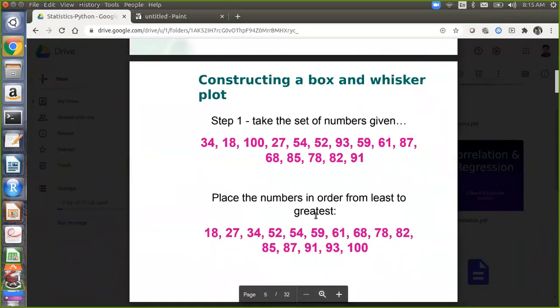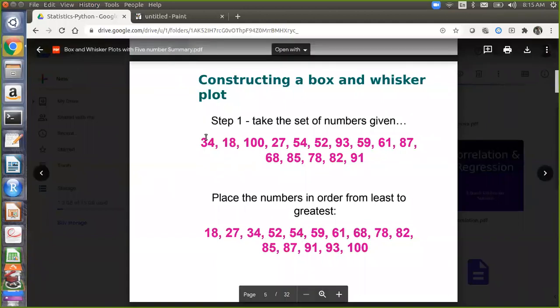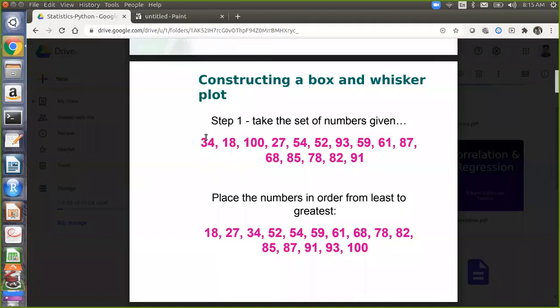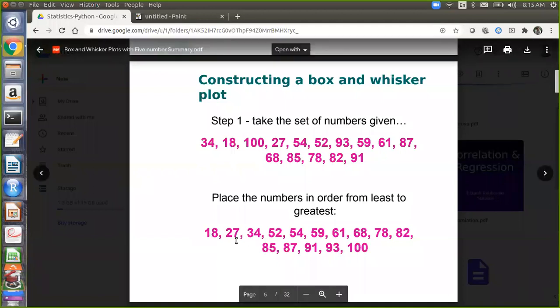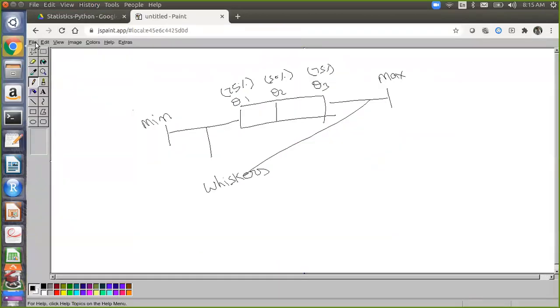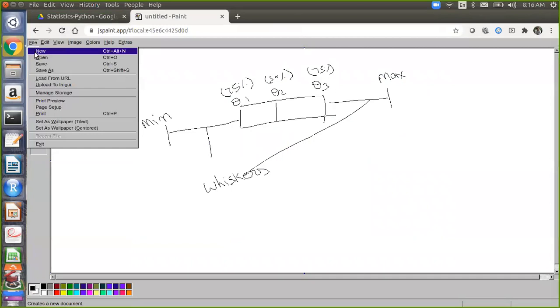So I'll show you how to construct a box plot and whisker plot. Step one, suppose this data has been given to you. Take the set of numbers given and arrange them from least to greatest. Whatever data is given, you have to arrange it from least to greatest. Once you have arranged it, help me identify those 5 numbers. I'll write it in Paint, and let's try to develop a box plot.